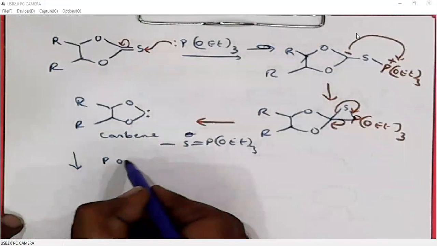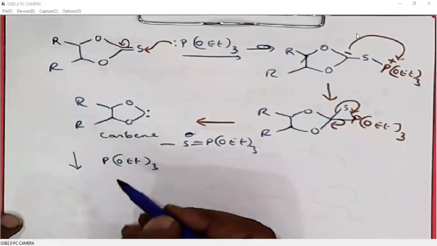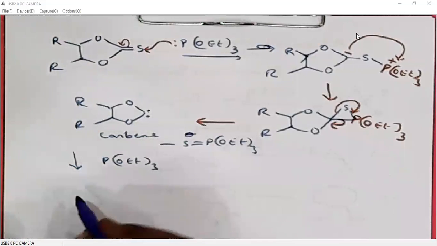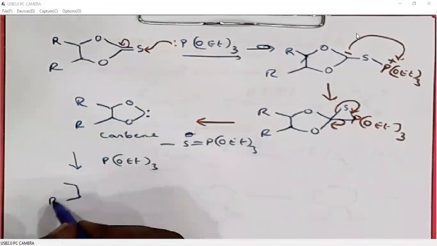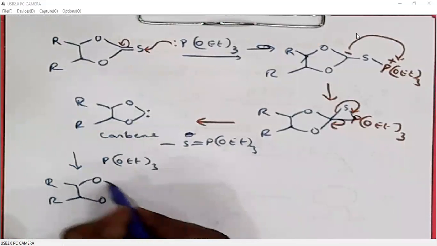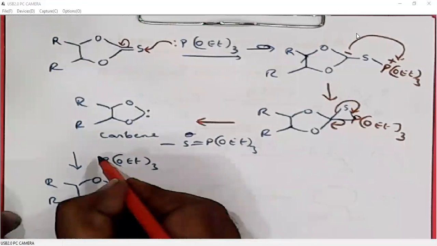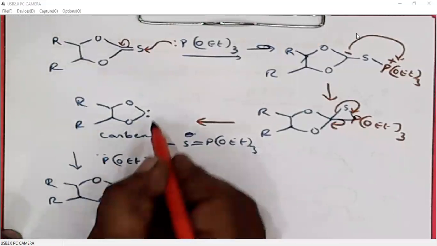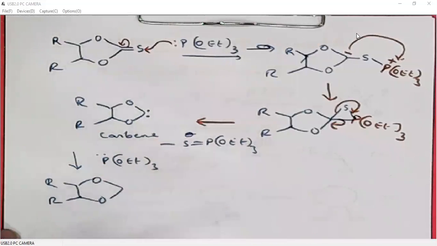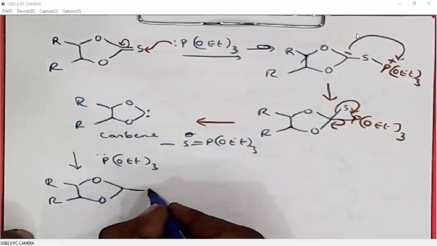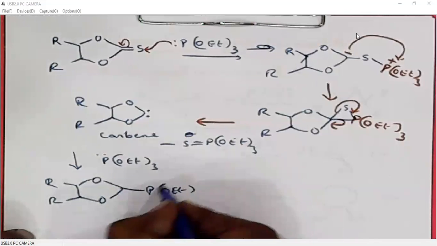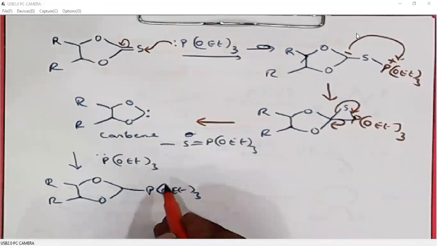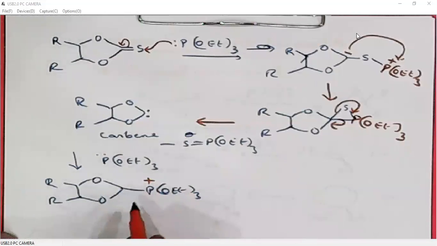Again, one more triethoxyphosphine will add to the carbene. Carbene is electrophilic in nature. Phosphorus with its lone pair will add to the carbene as a nucleophile. So it uses its lone pair and gets a positive charge, and it is donating its lone pair to the carbene, so the carbene gains a negative charge.